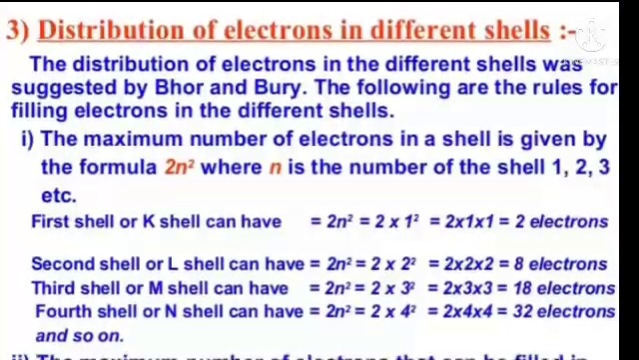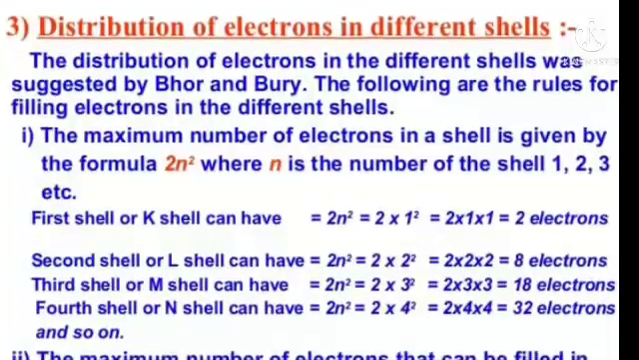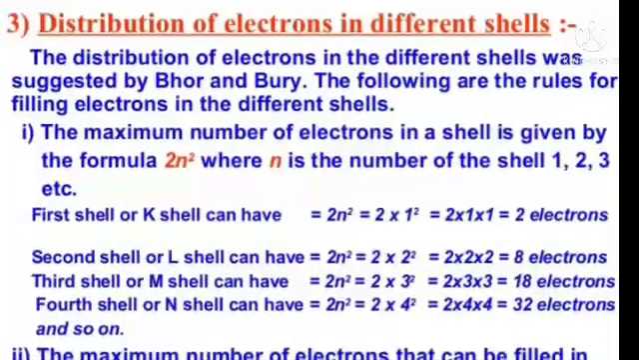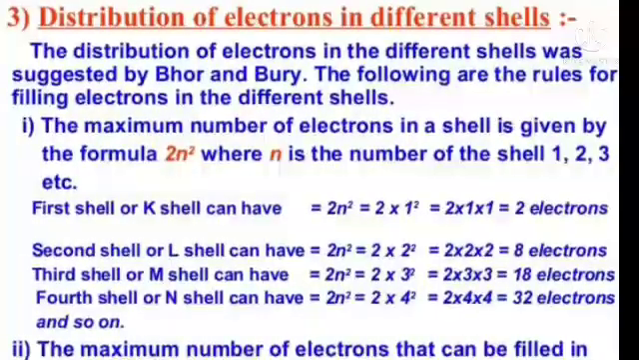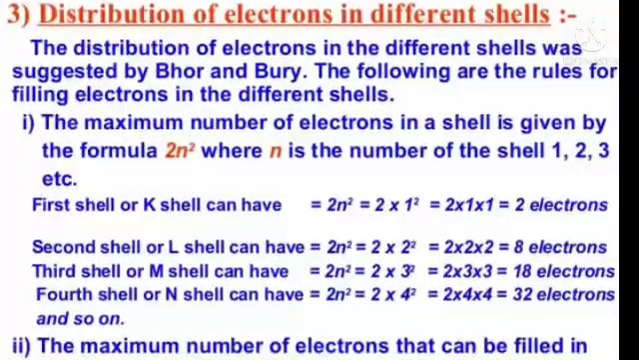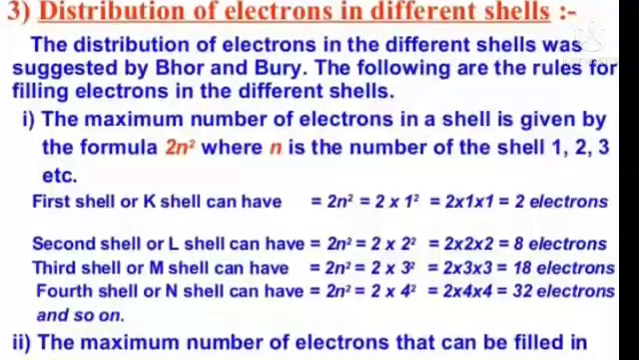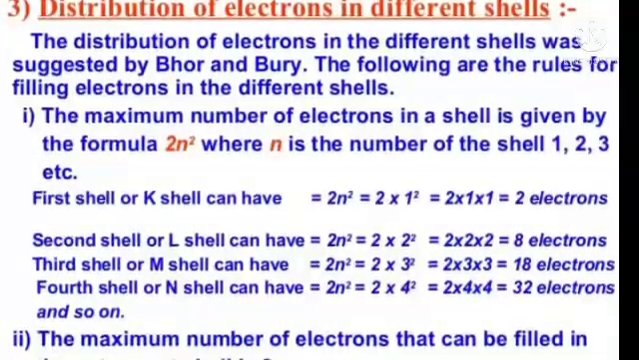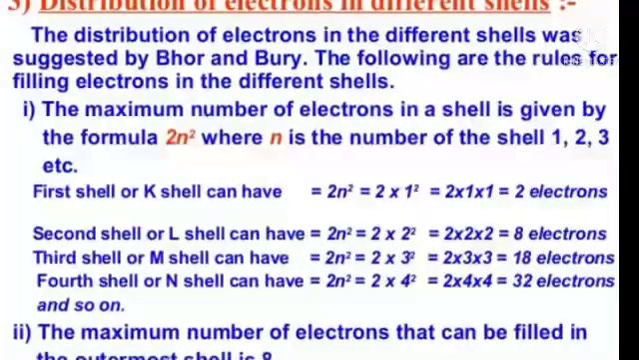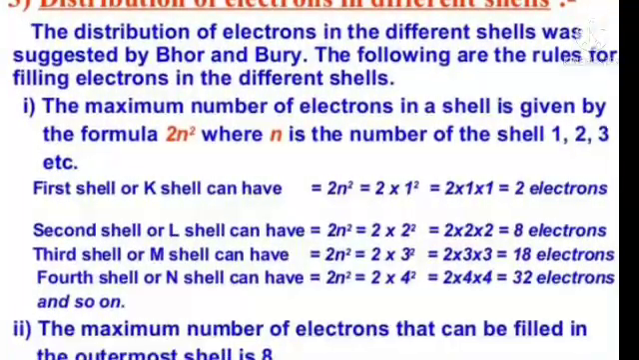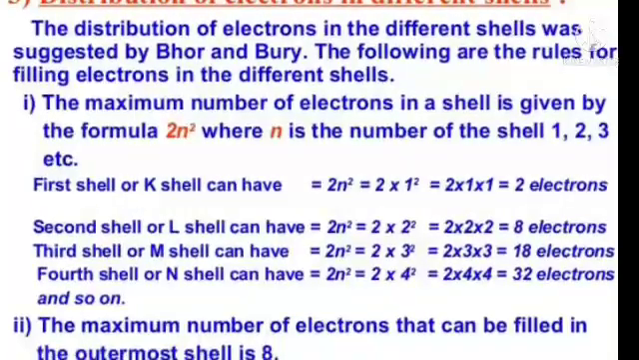Distribution of electrons in different shells. The distribution of electrons in the different shells was suggested by Bohr and Bury. The following are the rules for filling electrons in the different shells. First one, the maximum number of electrons in a shell is given by the formula 2n², where n is the number of the shell, that is 1, 2, 3, etc.